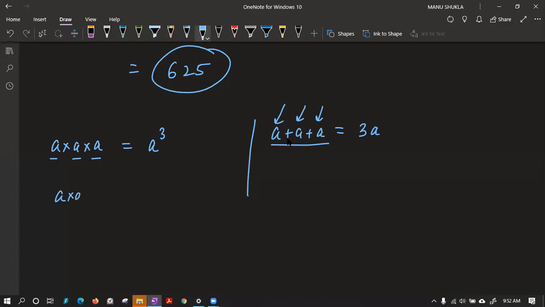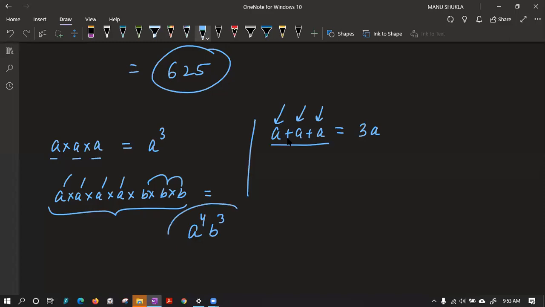Similarly, if you have, tell me the answer, what will it become? Here a and b are variables, but we can still apply the rules of exponents and powers to this. So when the same a is getting multiplied 4 times, we can write this as a to the power 4, and the same b getting multiplied 3 times, we can write it as b to the power 3. And this is the answer. If you put multiplication sign between them, it is fine. If you don't put that, that is also correct.